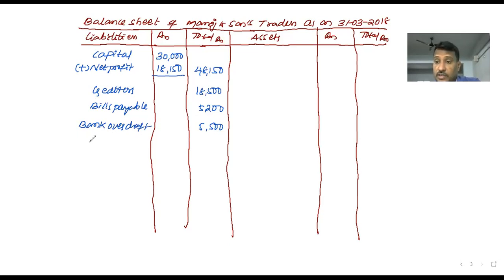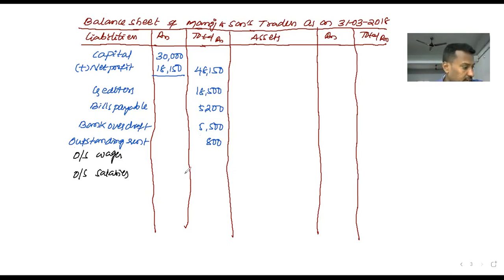And outstanding rent, which is given already in the trial balance. So trial balance content we have to record only one time. So outstanding rent 800. And this is already in the adjustments also. Outstanding wages, outstanding salaries. Yes, the amount of outstanding wages 1,200. Outstanding salaries 1,000. These are adjustments. That's why I mentioned them in black color.